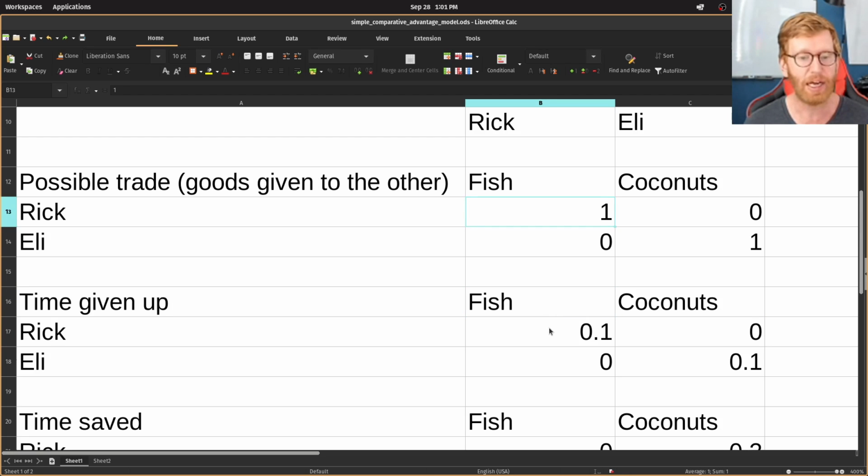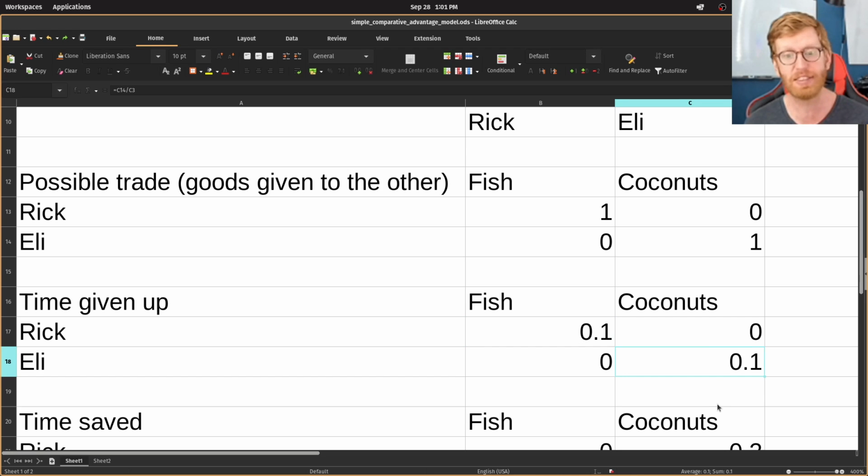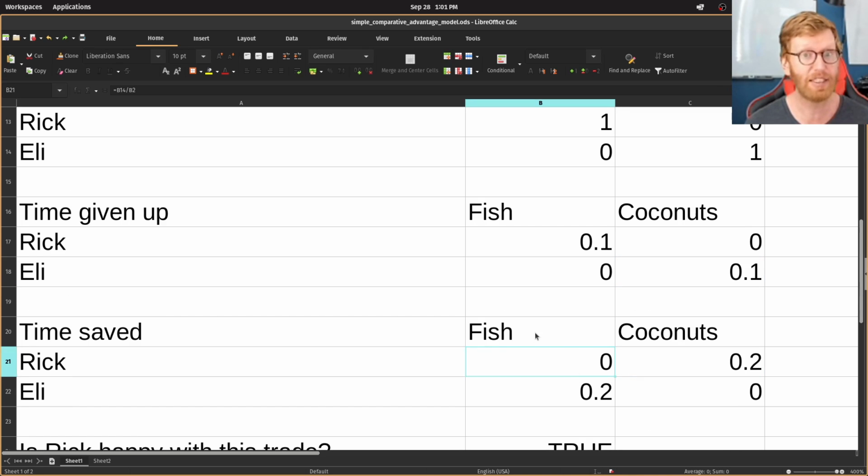So given this trade, I'm spending 1/10 of a day producing the fish that I'm giving up in this trade. Eli's spending 1/10 of his day on this also. But the time saved is based on what we're getting from the other person. So for me, I'm not saving any time on fish because Eli's not giving me fish, but I'm saving 20% of my day on coconuts. If I'd gotten 1 coconut myself, it would have taken me 20% of my day. Instead, I'm spending 1/10 of my day to give Eli a fish, and he's giving me a coconut that saves me 1/5 of my day.